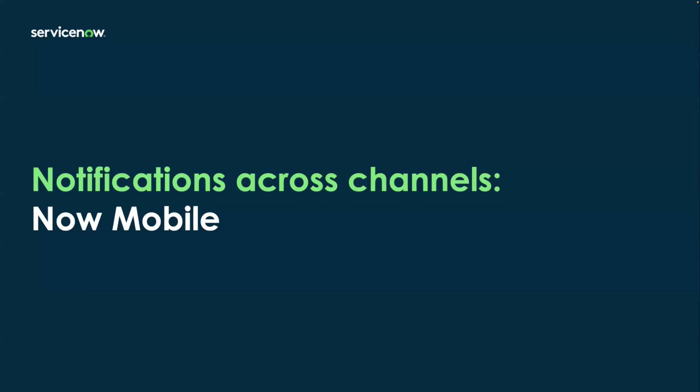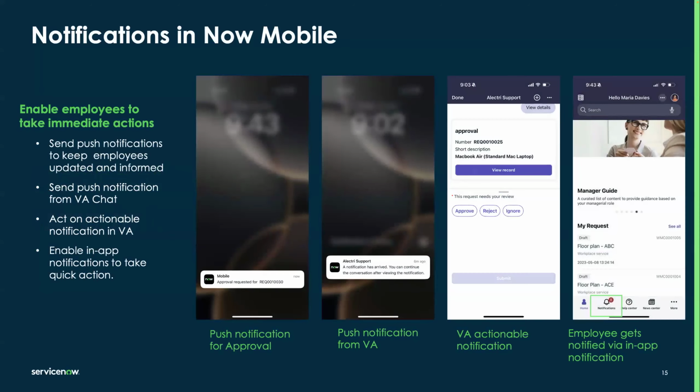Similarly, on the Now Mobile app, you can configure both push notifications and in-app notifications. So push notifications appear directly on the user's mobile devices, useful for time-sensitive updates like approvals or incident alerts. And in-app notifications, on the other hand, are shown while the user is actively using the app, helping them stay informed without disrupting their flow. So just like Virtual Agent, it's important to remember that these mobile notifications are configured separately from what you set up in the Employee Center portal.